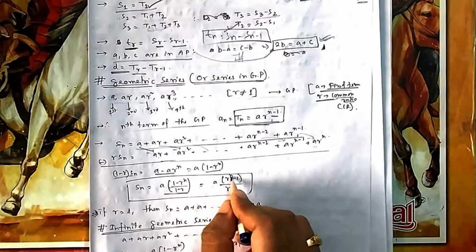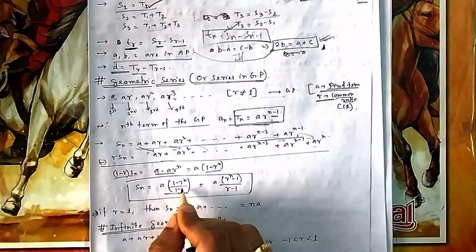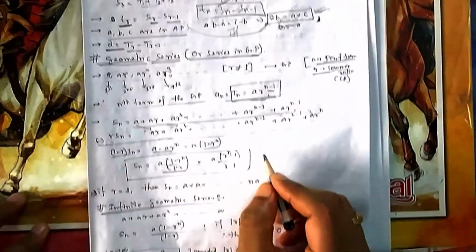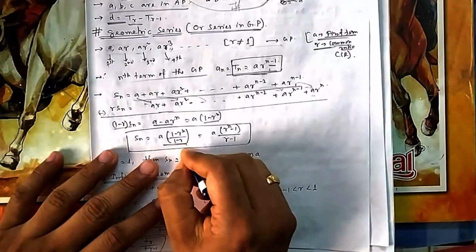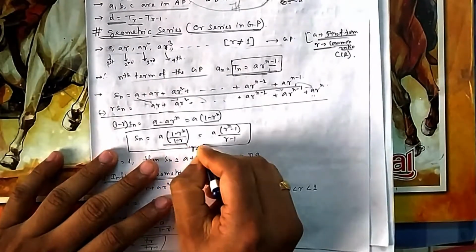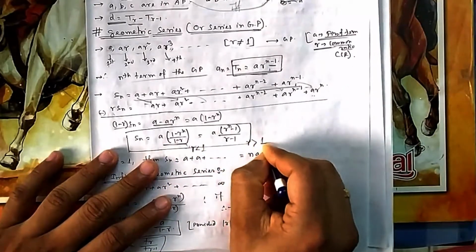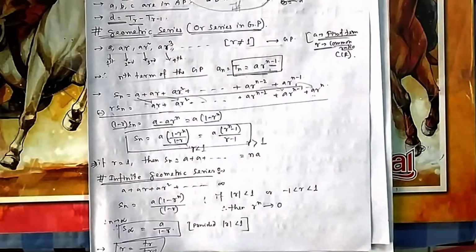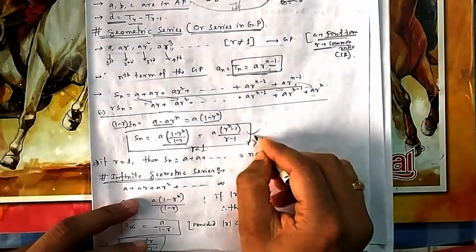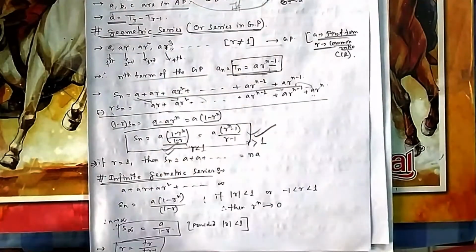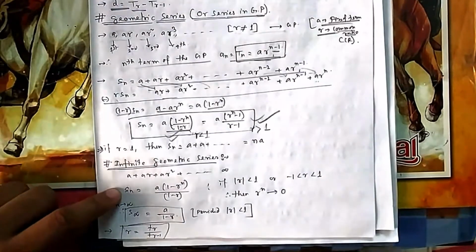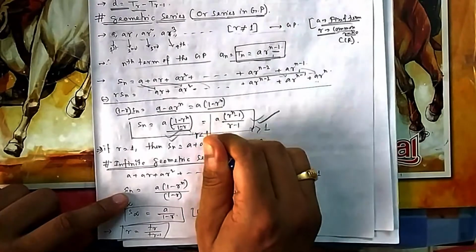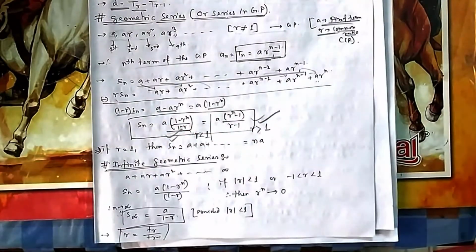Either you write R^n minus 1, or 1 minus R^n, if you multiply the denominator by minus 1. So generally, what we do is, this one we do for R less than 1, and this one we do for R greater than 1, so that a negative sign doesn't come. You can apply it anywhere. So if R is greater than 1, we do this one. If R is less than 1, we do this one. Okay, so remember both ways. You will be using this one for R greater than 1 specifically, and this one for R less than 1.